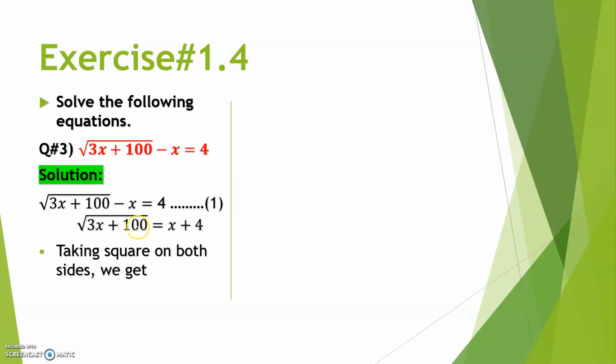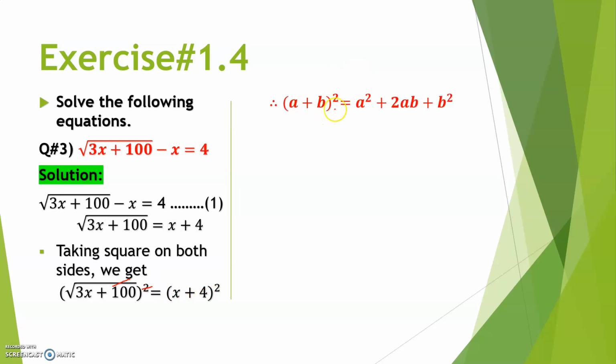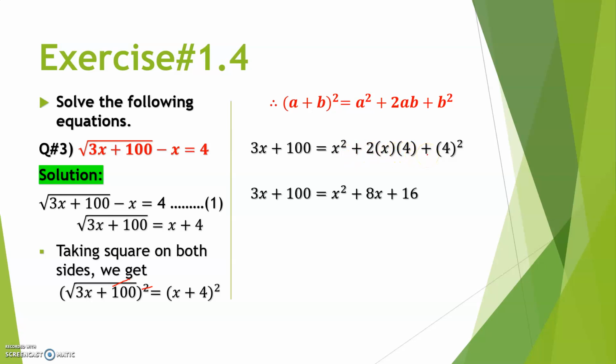Again we have to remove this square root sign, so we will take square on both sides. So after taking square, we will get square root of 3x plus 100 whole square is equal to x plus 4 whole square. Here this square will be cancelled out with this square root sign, and the expression x plus 4 whole square is simplified by using the formula a plus b whole square is equal to a square plus 2ab plus b square. So after simplification, we will get 3x plus 100 is equal to x square plus 2 into x into 4 plus 4 square. Again simplifying and get 3x plus 100 is equal to x square plus 8x plus 16.